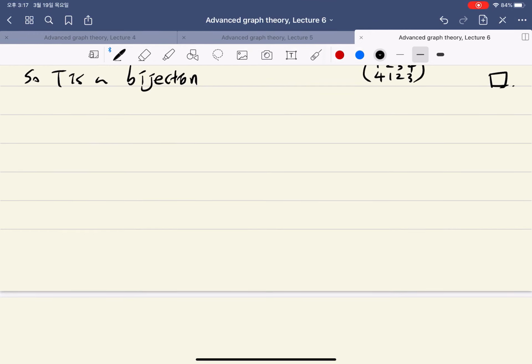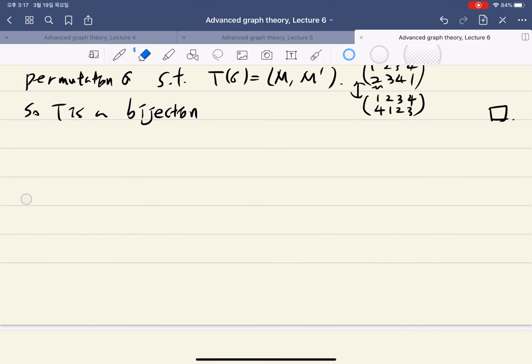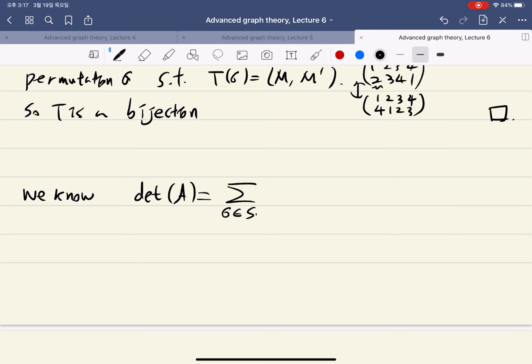So let's start the proof of the Cayley theorem that the determinant of a skew symmetric matrix A is the same as its Pfaffian squared. So what do we know about the determinant? We know that the determinant of A is the summation over all permutations, where we consider the sign and multiply all a_{i,sigma(i)}.